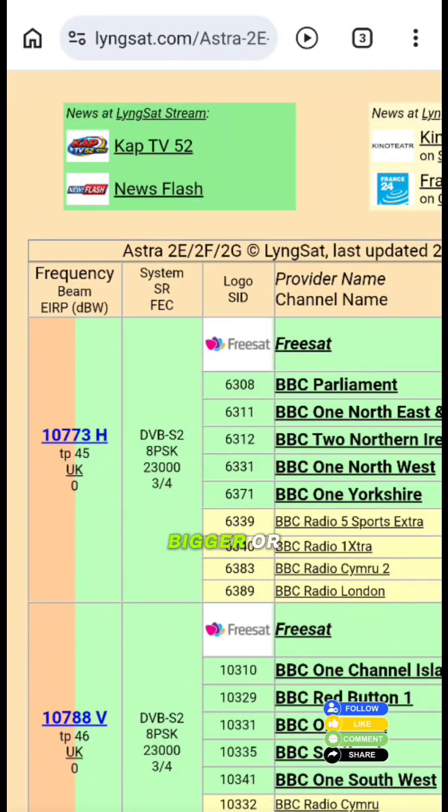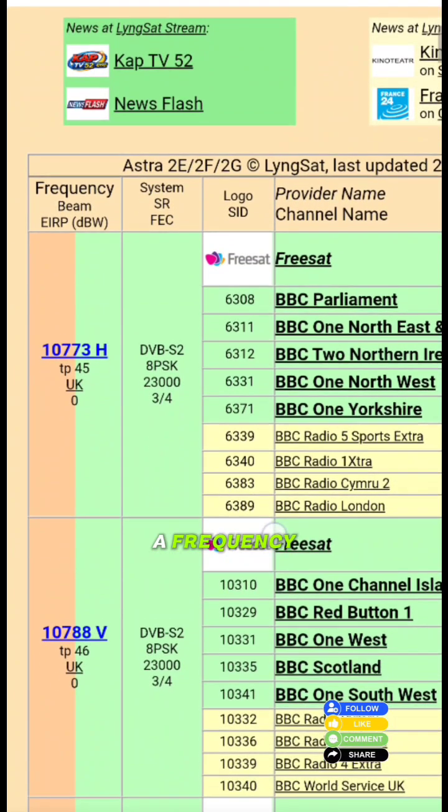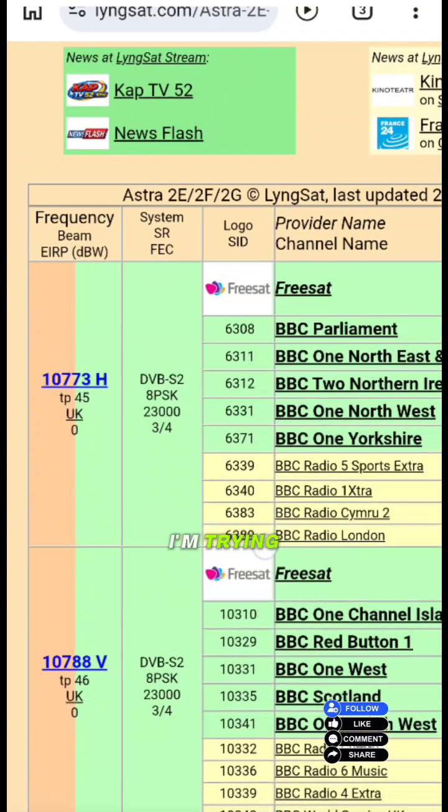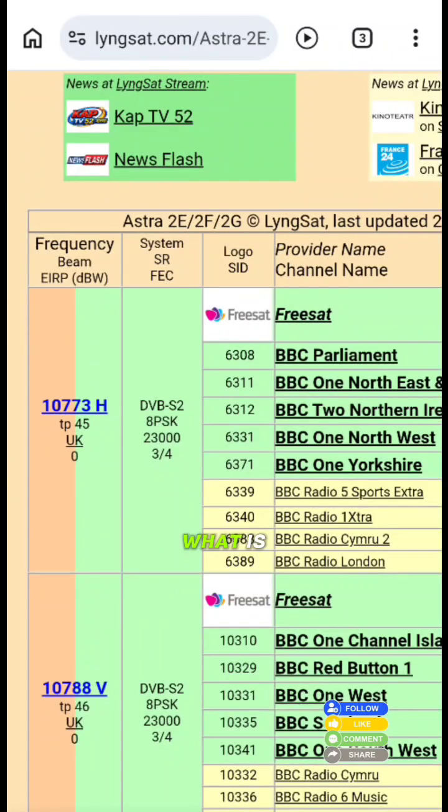So the bigger or higher the symbol rate, the more channels that can be broadcast in that frequency. The smaller the number, the fewer channels will be embedded in that frequency. So frequency here, in my own terms, means the frequency, the polarization, and the symbol rate together, because that's how it comes. For instance, 1077 H 23,000, that's how it comes.